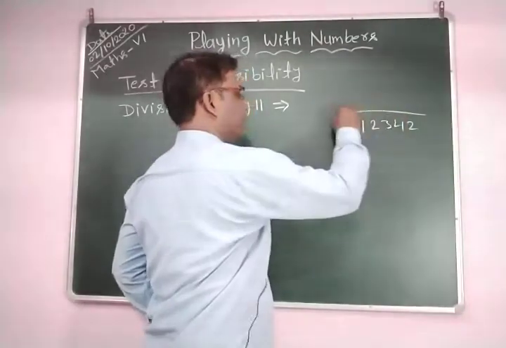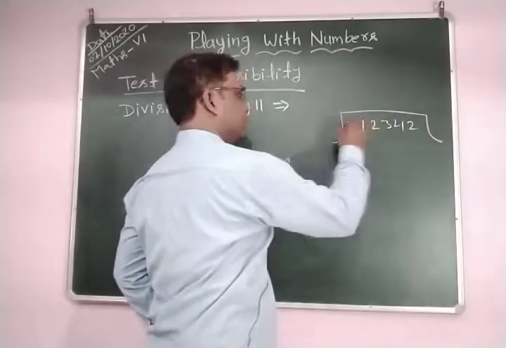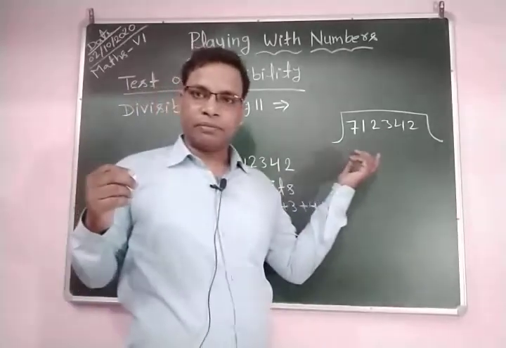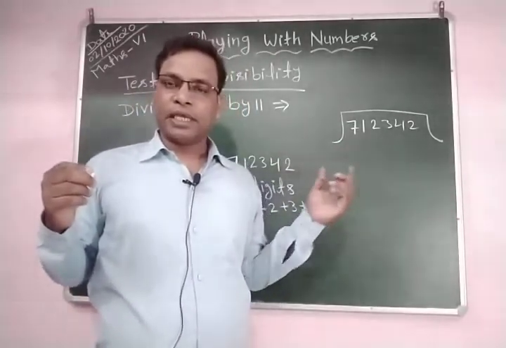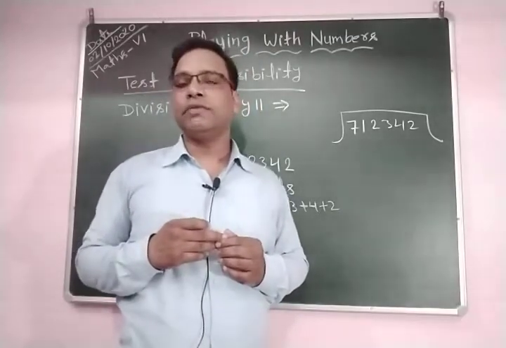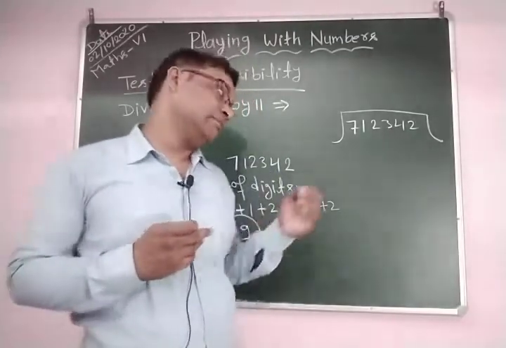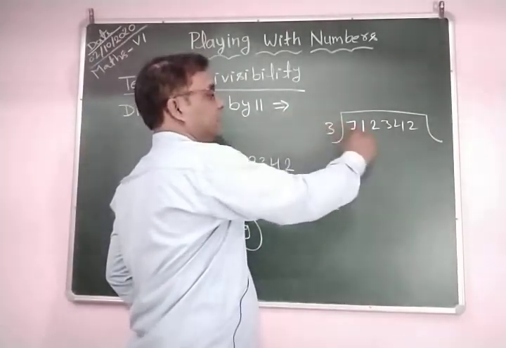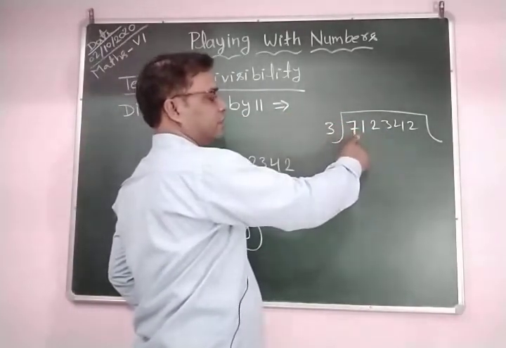712,342. We use the actual division method to divide this number, because we found that the sum of digits of this number is 19. 19 is not a multiple of 3, or you can say 3 does not divide 19. It means that this number is not divisible by 3. So we write here 3. This is the divisor, and this is the dividend, starting with 7.